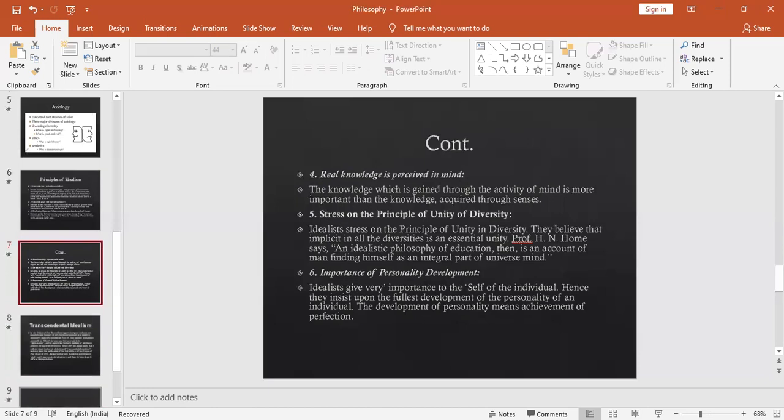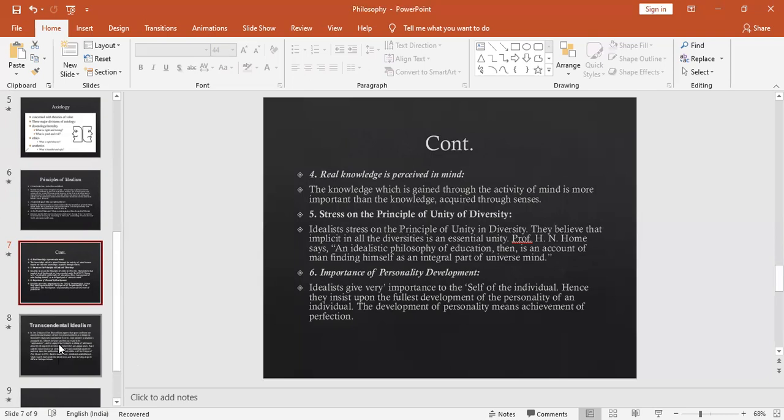And then real knowledge is perceived in mind. What is real knowledge? What we perceive in our mind is real knowledge. Stress on the principle of unity of diversity, and then importance of personality development. So these are the very important essential points which we have to remember when you study the principles of idealism, right? And the other concept later developed, transcendental idealism.